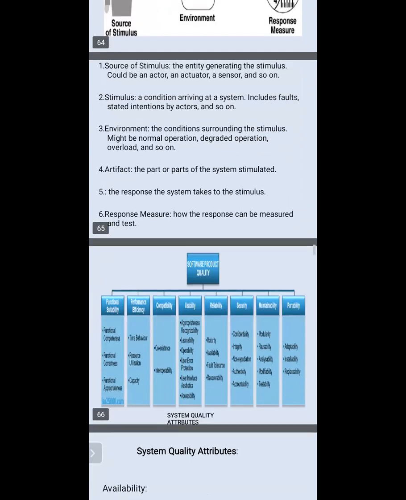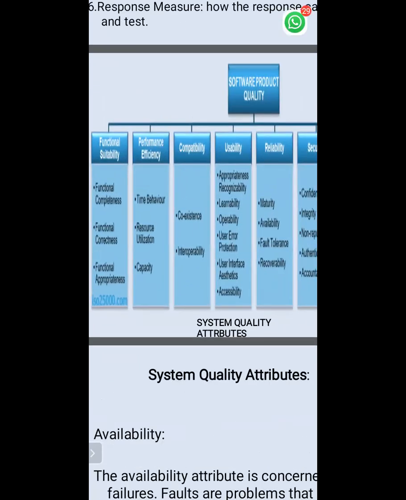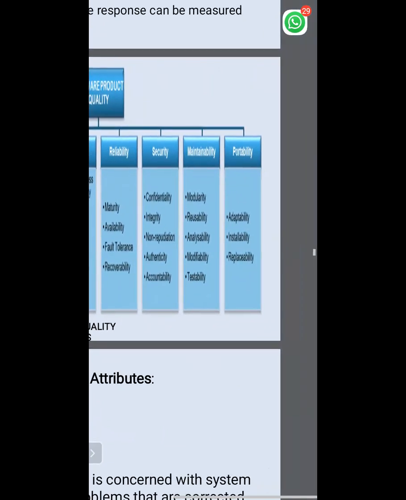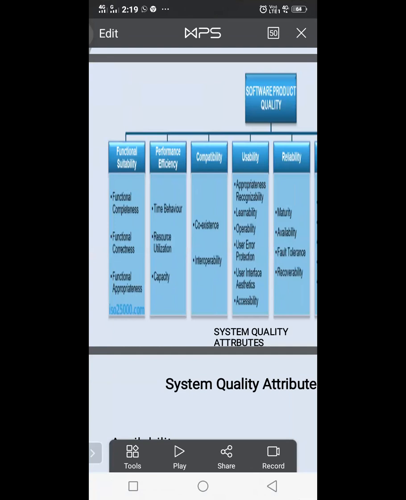If you observe here, we consider different types of system quality attributes. Those are functional suitability, performance, compatibility, usability, reliability, security, maintainability, portability. In the case of functional suitability, there are functional completeness, functional correctness, functional appropriateness.